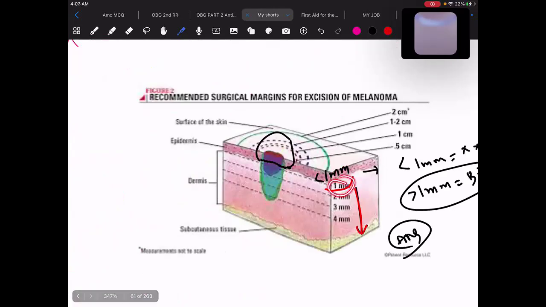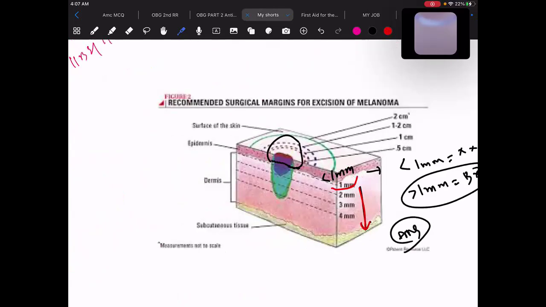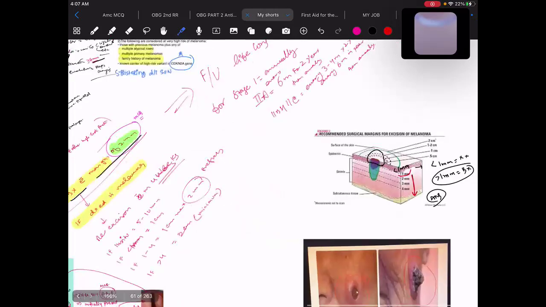Okay, for the less than 1 mm thickness, as you can see over here, we will take 1 centimeter. For those who have 1 to 4 mm, we go for 1 to 2 centimeters. For more than 4 mm thickness, we have to go for 2 centimeter margin.